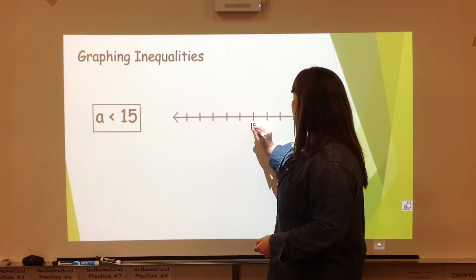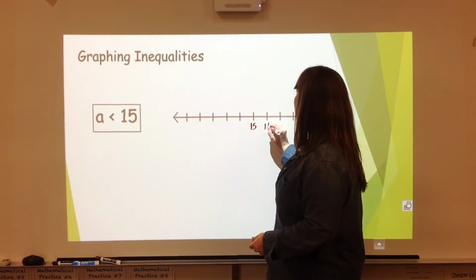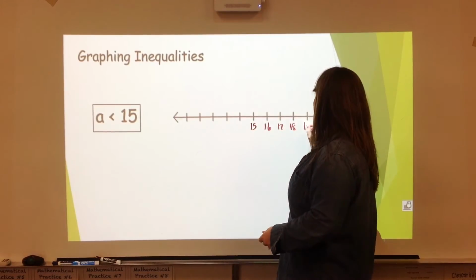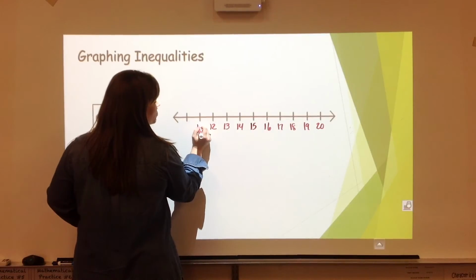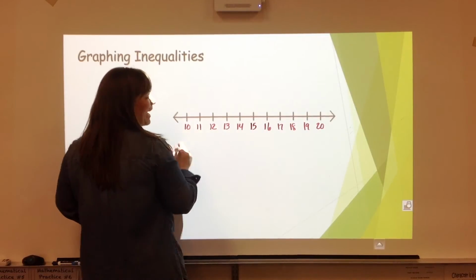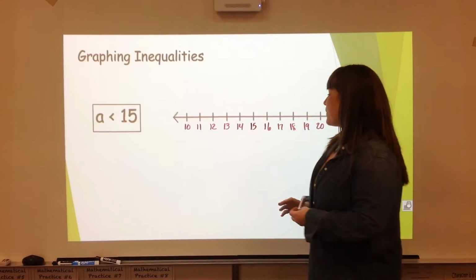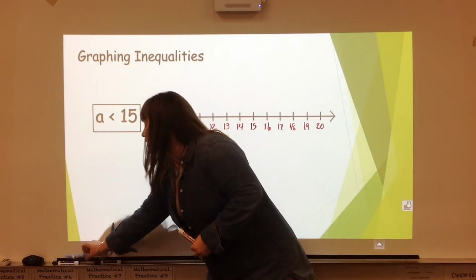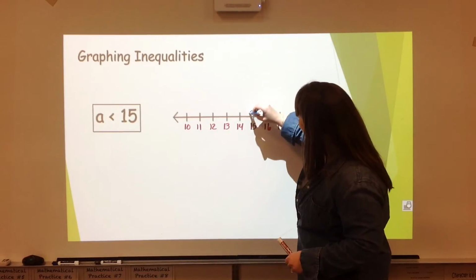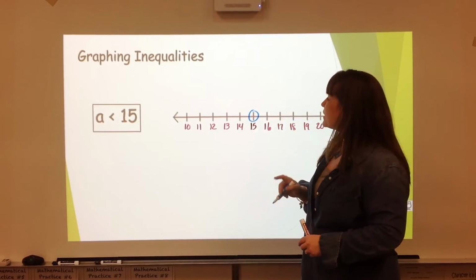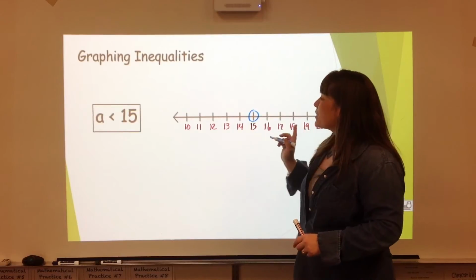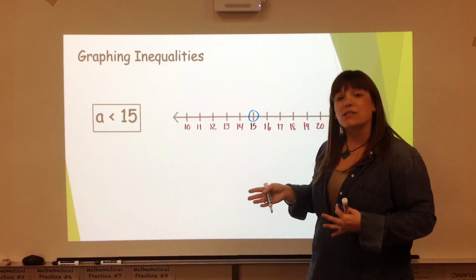Again, I'm going to put my 15 down first and then put my other numbers around it. You could choose to do a different scale as well. If you wanted to do it by 5s, that's fine as well. But the 15 should be on there somewhere. To graph, we're going to put an open circle at 15, at the number that's in the inequality, and then we're going to shade to the left or the right, whatever makes the statement true.